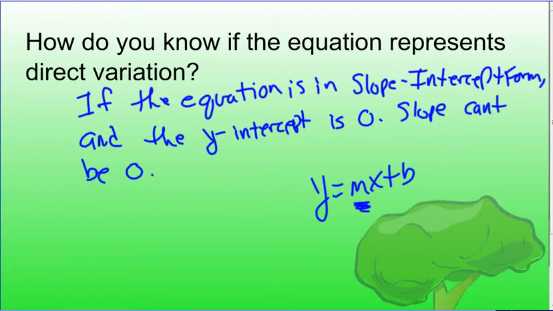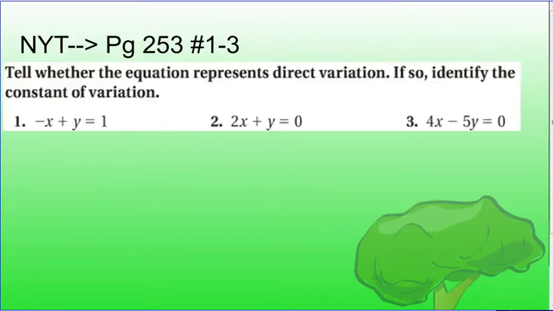All right. Now, I'm going to give you 3 problems to try out of the textbook. They come from page 253, numbers 1 through 3. In each of the problems, you're doing the exact same thing we did. Is it direct variation? If it is direct variation, what is the constant of variation? So please do these problems right now. When you are ready to continue, hit play, and we'll go through them together.